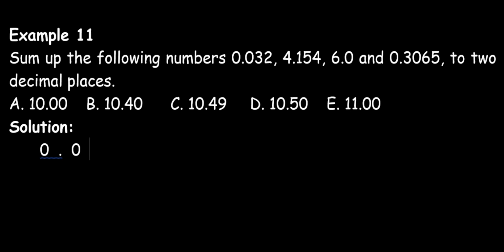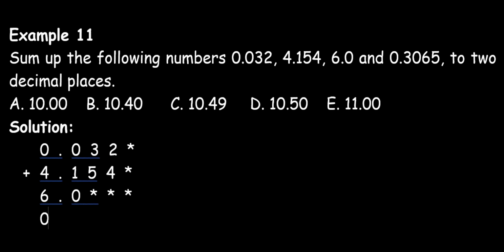Solution. Here we are going to carefully arrange the numbers. Everything here is summation, addition. But the problem was carefully presented because the examiner wants to know whether you can arrange numbers properly. First we write 0.032. We'll put a star. You see the reason why we did that. Then the next number is 4.154. Put a star. We're adding. And the next number is 6.0. Put star, star, star. And the last number there is 0.3065.